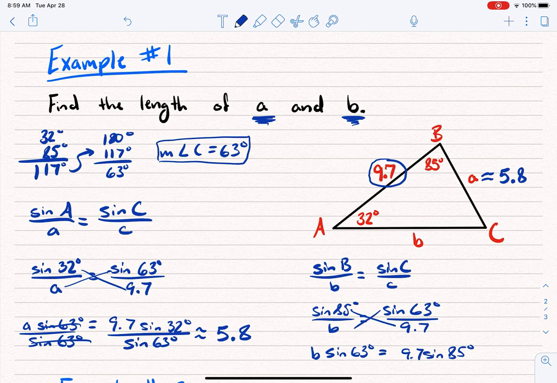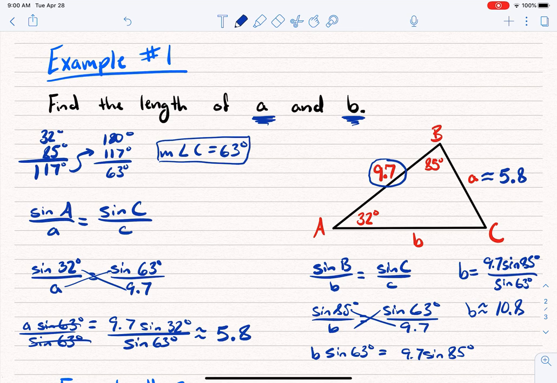I multiply these, and then I have to divide both sides by that sine of 63 degrees. So therefore, that would leave me with b is equal to, not just about, but b is equal to 9.7 times the sine of 85 divided by the sine of 63. So therefore, b is about, I'm going to grab my calculator, say 9.7 times the sine of 85 degrees, and divide that by the sine of 63 degrees. Okay, and I get 10.845137884. And so I go, well, what is that? Well, that's about 10.8.